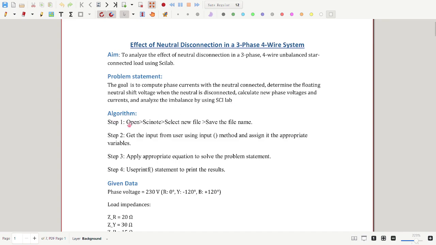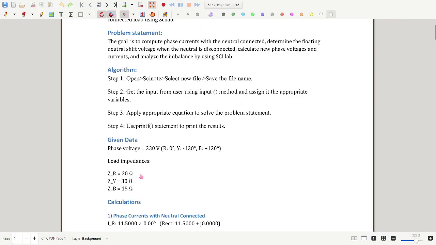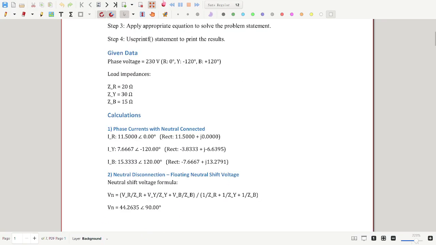So, the algorithm for this program. Just open SciNotes, then select a new file, enter the code, and save the file name. Get the input from the user. Whatever we can give as input, but here by default we are giving some values while taking the problem only, and assign them to the proper variables. Next, apply the appropriate equations to solve the problem statement. That means from the theory part we are going to solve. Next, use printf or display to show the results.